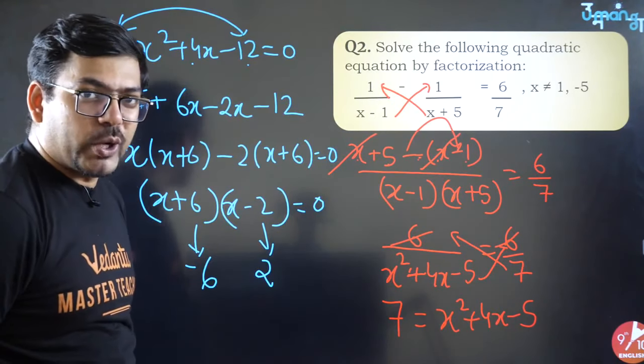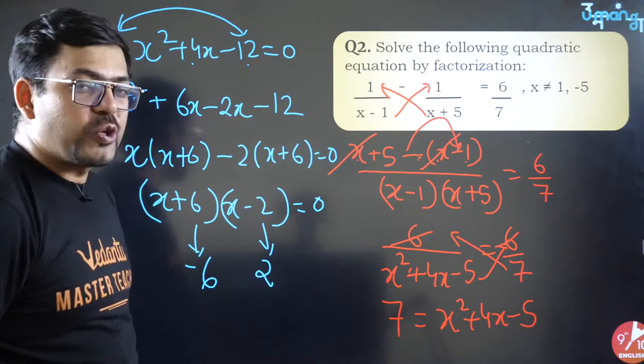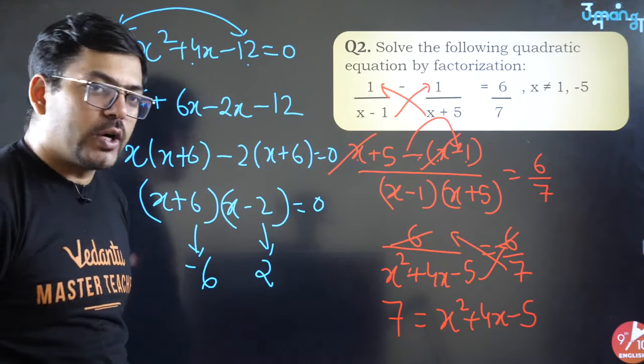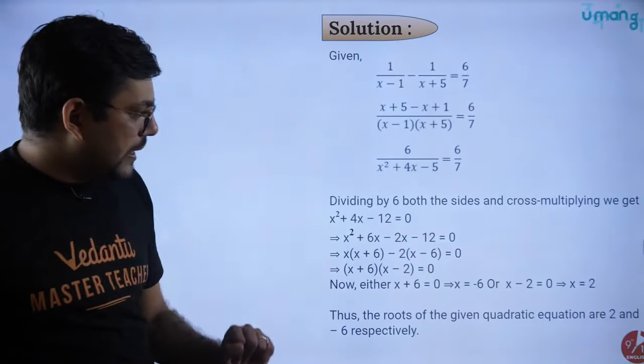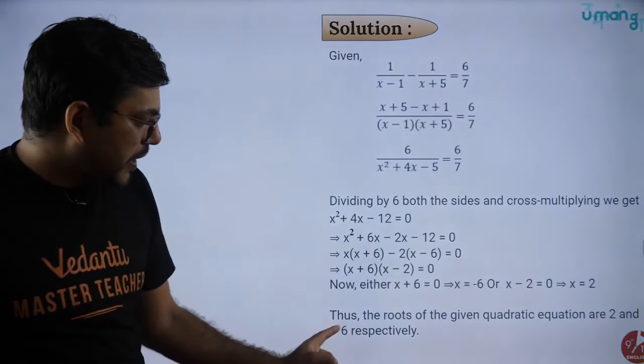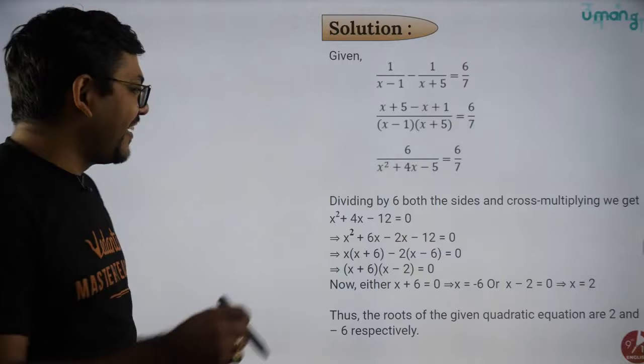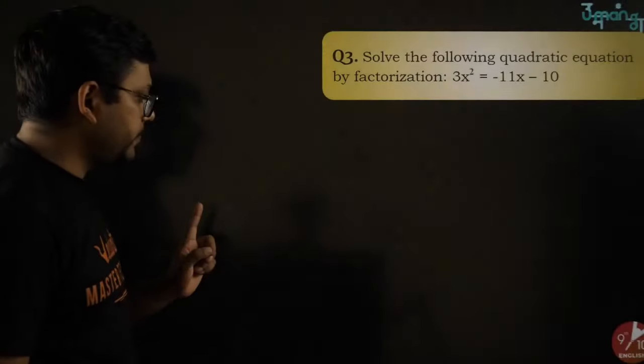Okay, fine. So if you all got it, minus 6 and 2, we got the answer, and here we go for the solution. So the answer is absolutely 2 and minus 6. Okay, let's move on. Here we go to the next one.